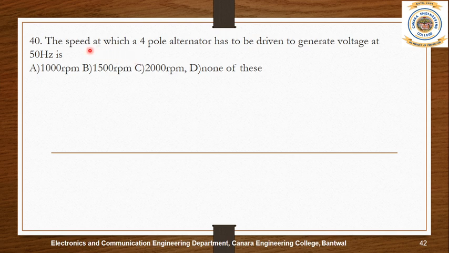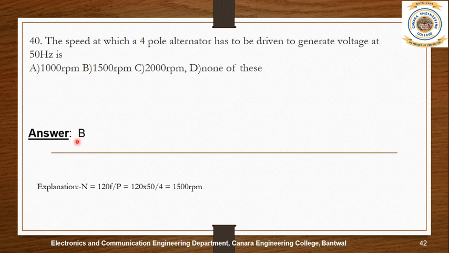Next, the speed at which a 4-pole alternator has to be driven to generate a voltage at 50 Hz. So options are given: 100,000 RPM, 1500, 2000, none of them. What is the relation between speed and the given parameters P and F? As we know, speed is equal to 120 F by P. So 120 into 50 by 4, that is 1500 RPM. So option B is the right answer.